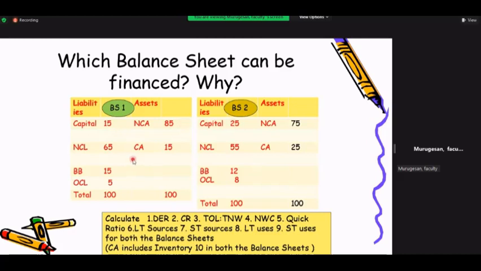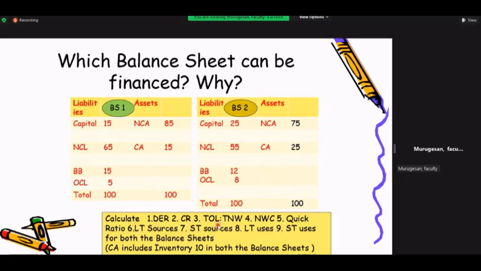Second parameter, current ratio. In the first parameter, one is good and one is poor. This is actually the worst balance sheet. It's already an NPA. You tell me why, just wait. Now the current ratio: here current assets are 15 and current liabilities are 20, so 15 divided by 20, 0.75 is the current ratio. Here the current ratio is 25 divided by 20, 1.25. So in the second parameter also, balance sheet 2 is good.